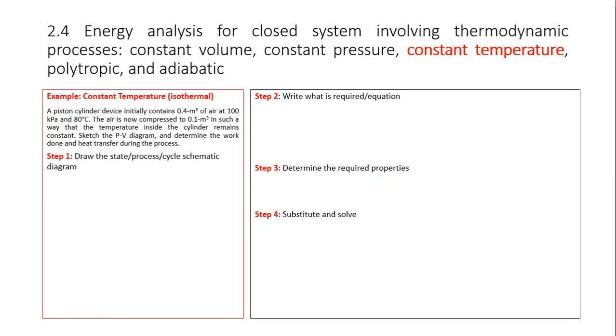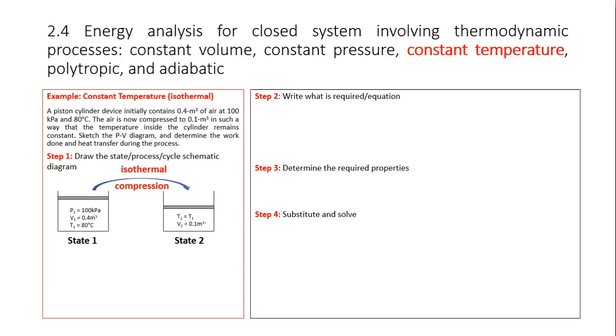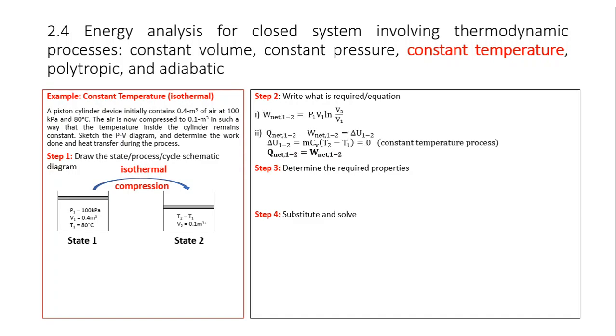Now let's go through the first example for this process. You can pause the video to read and understand the question. For step 1, please try to draw and label the schematic diagram as shown in this video. For step 2, we will use the boundary work equation for this process to calculate the amount of boundary work. And for heat transfer, we will apply the first law energy equation based on the constant temperature process. Now, remember, since the substance in the question is a gas, we must still prove or show that delta U here is equal to 0.